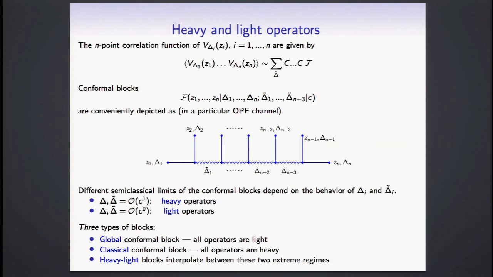So having this in mind, we distinguish between three types of conformal blocks. And the first type is just what people call global conformal block. This is the case when all operators are light. Another type of conformal block is, in some sense, opposite to global conformal block, the so-called classical conformal block. In this case, operators are heavy, and there is also a bulk of heavy-light blocks which interpolate between these two extreme regimes.